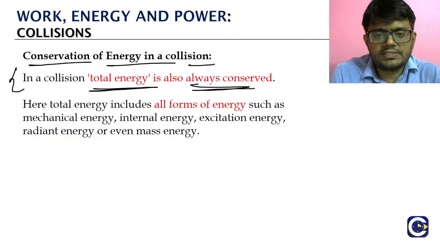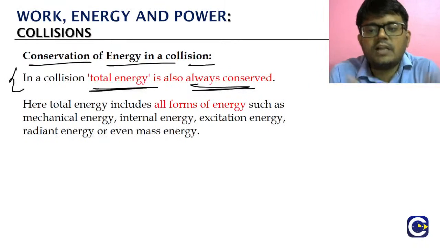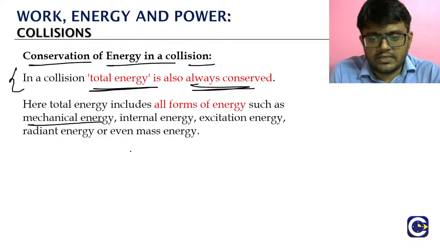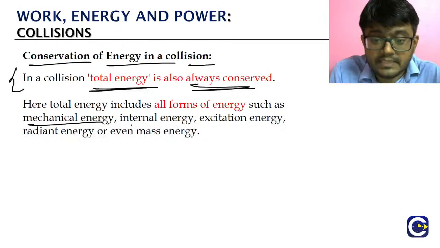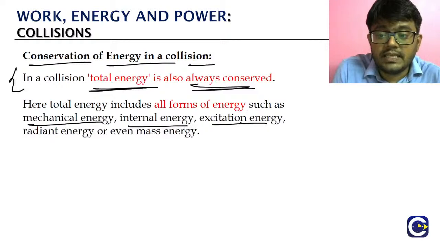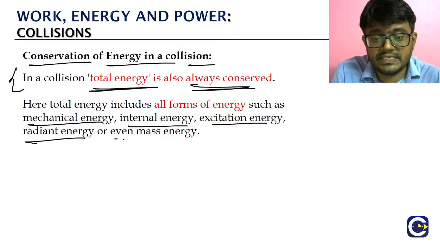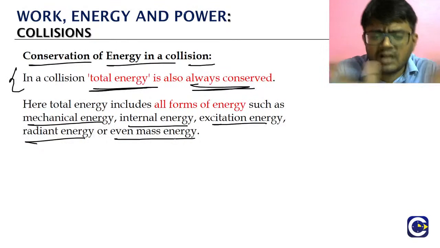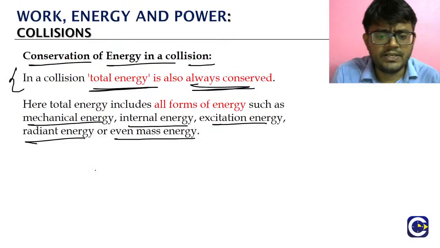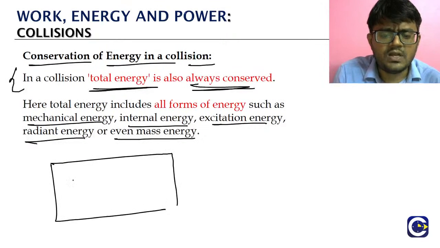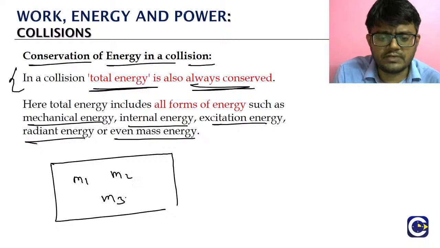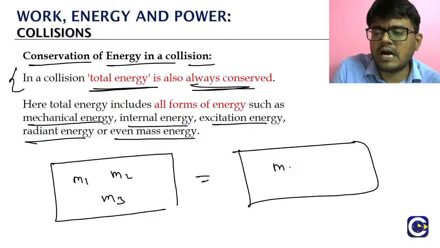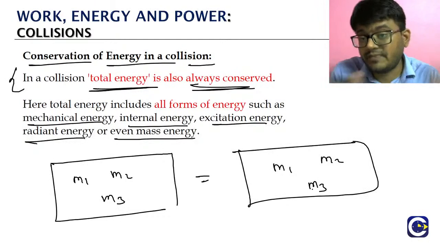So in any collision process, if you look at the total energy of all the particles, total energy means what? We are including the mechanical energy, like the kinetic energy, potential energy, the internal energy of the molecules, excitation energy, radiation energy, the energy converted into the mass form, or vice versa. All these various forms of energy, if you add them up for the particles before the collision, that will be equal to what? The energies of all the particles after the collision. So we have to include all the types of energies.